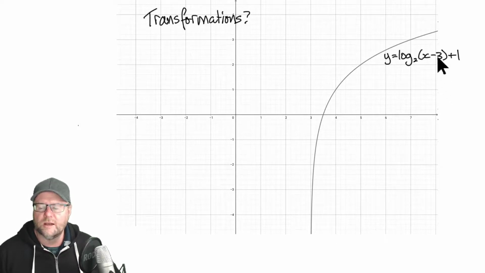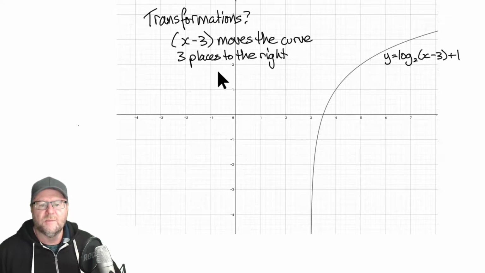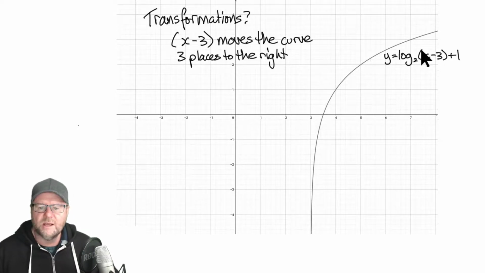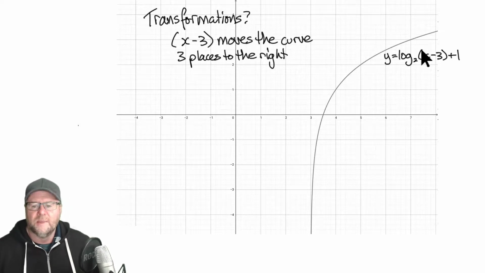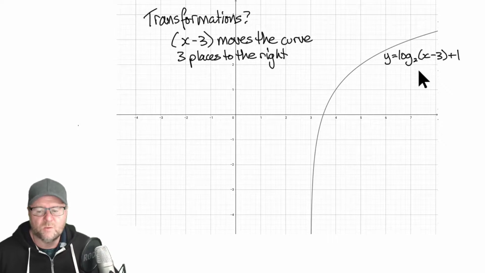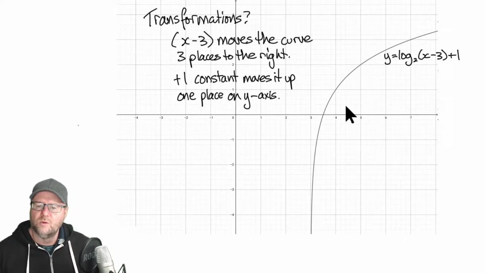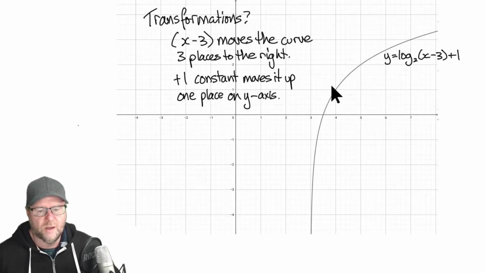I can look at it and I know that because of this bit in the brackets, x minus 3, it is shifted to the right, and my new asymptote will be at the value x equals 3, which I can see it does here. So the x minus 3 part in the brackets means the curve has moved 3 places to the right. That's a statement you could make if you were asked to describe any of the transformations. The constant, the plus 1, means that the whole thing gets moved up 1 place on the y-axis.